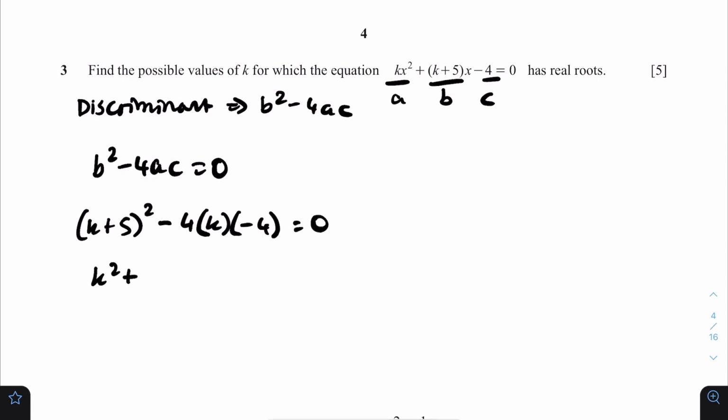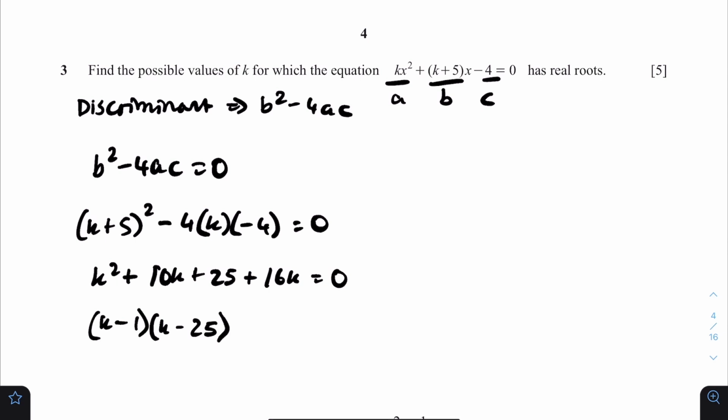So k squared + 10k + 25 + 16k is equal to 0. So therefore, (k + 1)(k + 25), it seems. Let me just check. Yeah, (k + 1)(k + 25) is equal to 0. So k is equal to negative 1 or negative 25. However, remember that it's real roots and therefore there's an inequality about. So it doesn't have to just equal 0. It can be greater than or equal to 0.